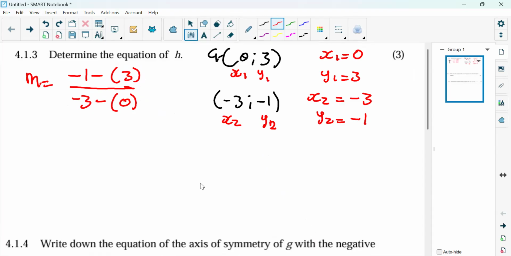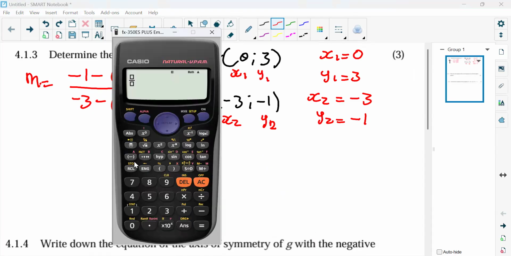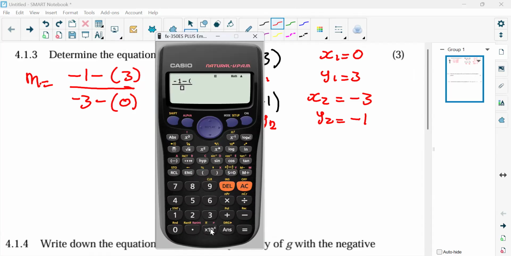Now, if you type this in your calculator, you take out your Casio calculator, you press the fraction first. A fraction of minus 1. You have minus 1, minus from the formula, open bracket 3, close bracket, close bracket, all over negative 3, minus open bracket 0. So we're going to type this and then it gives us what? The answer is 4 all over 3. Okay, we have 4 all over 3. That's m. So we're going to go back to our equation now.